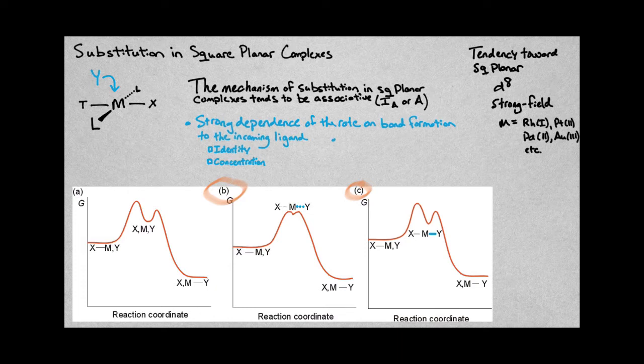Additional evidence comes from the fact that these tend to have large negative entropies of activation and large negative volumes of activation. And then finally, we'll also, at the end of the video, talk about the strong dependence of the reaction rate on the trans ligand. That is the ligand in this position, which is trans to the leaving group X. And in fact, the leaving group X itself also has a strong influence on the rate of the substitution reaction in these complexes.